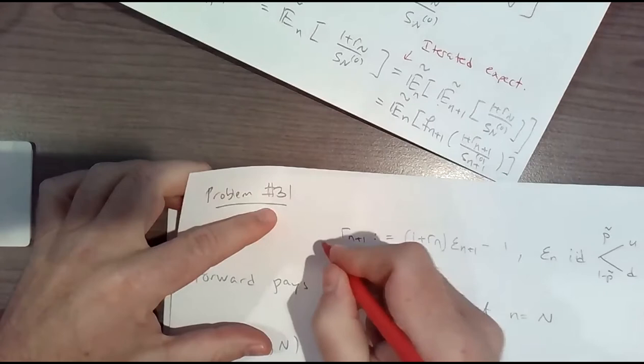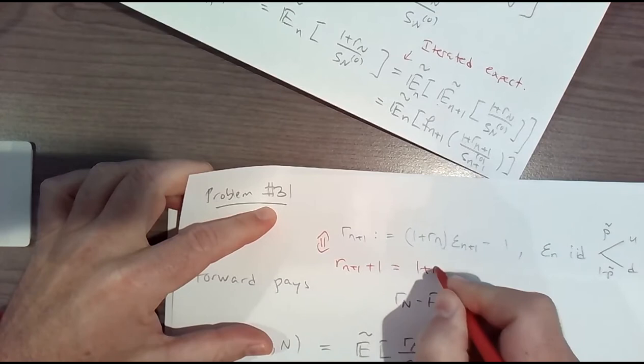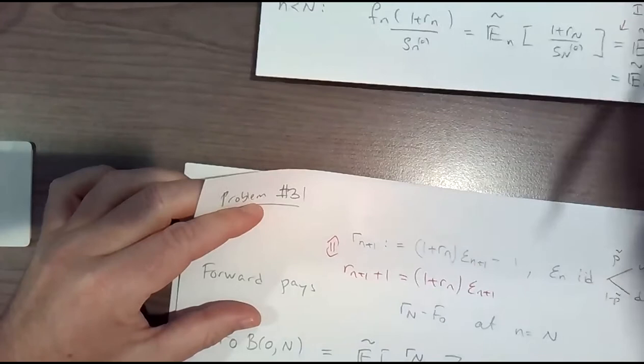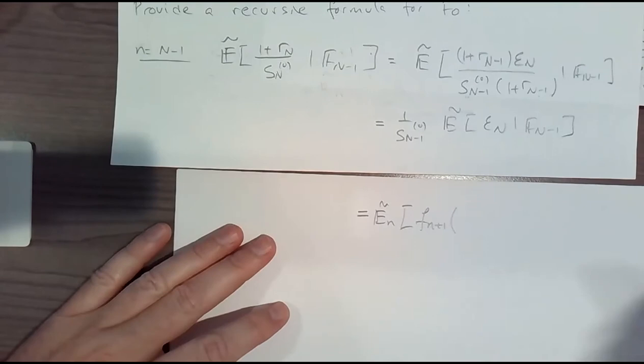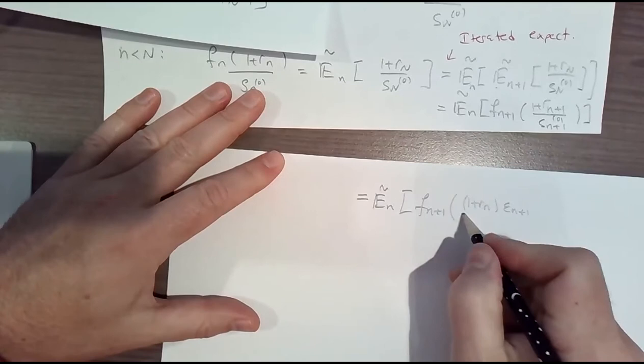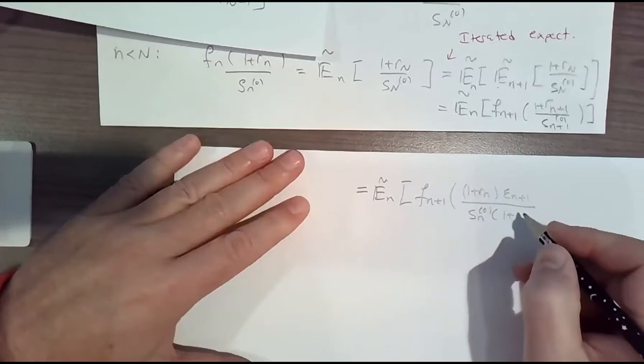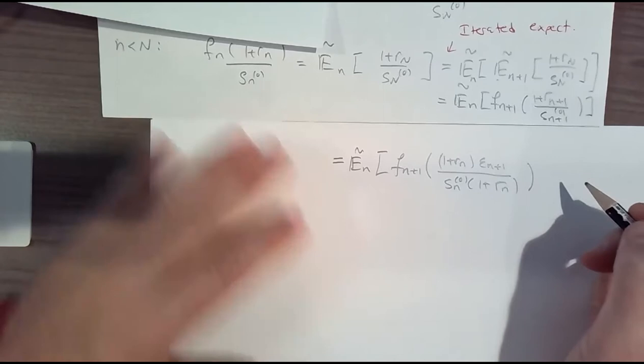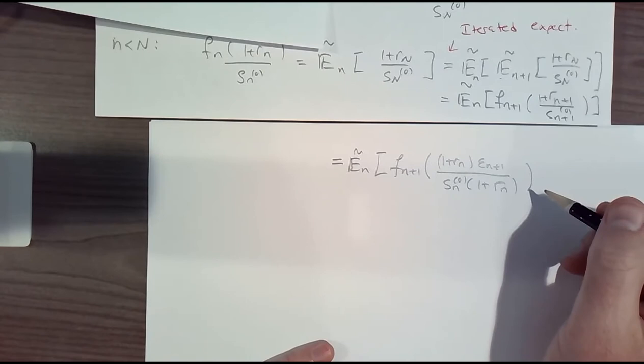So then we need that formula from the very beginning, the one we had before, right? I have 1 plus Rn plus 1. Maybe I should write it out here. 1 plus Rn plus 1 is equal to 1 plus Rn epsilon n plus 1. So take this formula here, paste it inside here. It's the top part, then we need the bottom part as before. We just insert what is Sn, the previous one, plus the interest rate. And then you're given Fn.